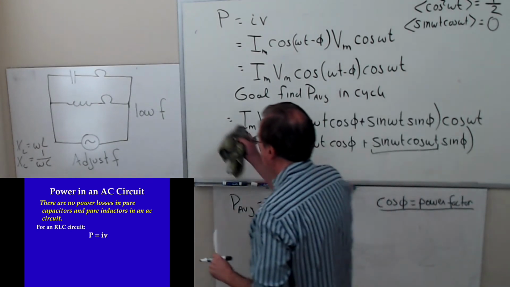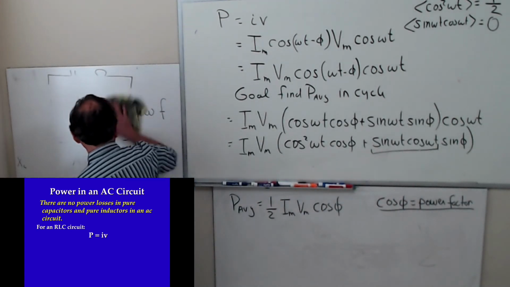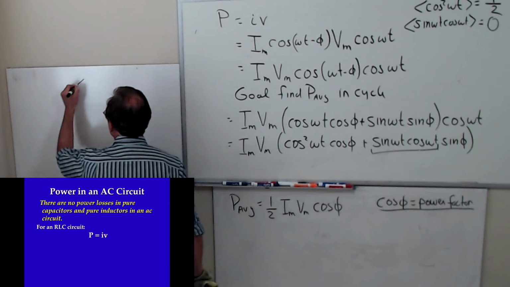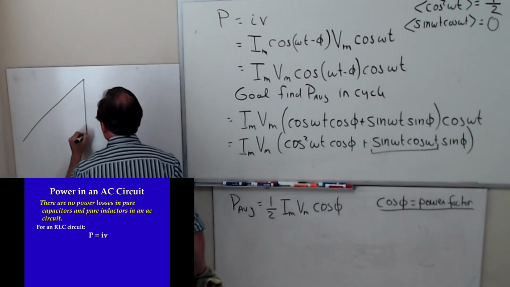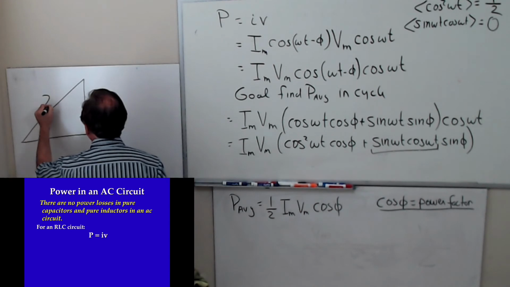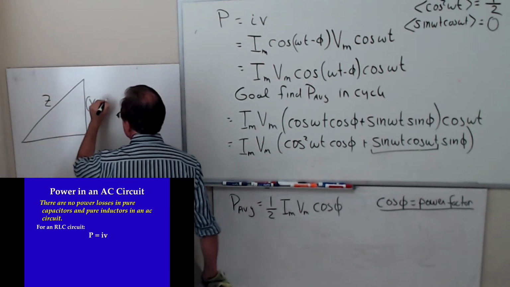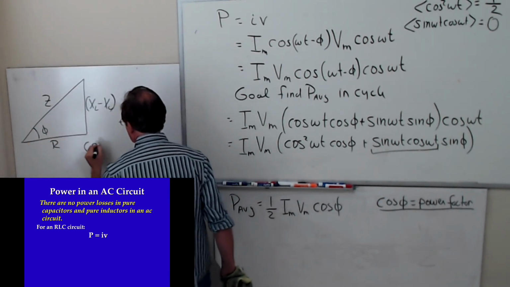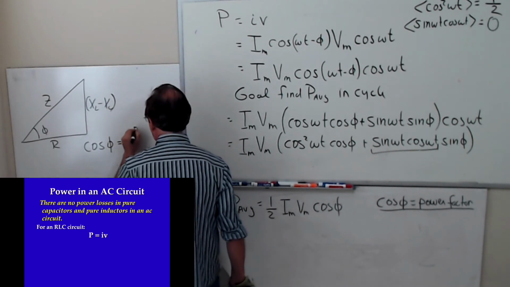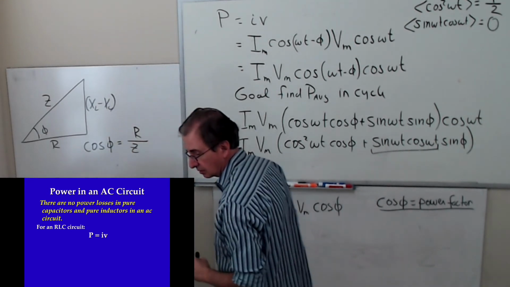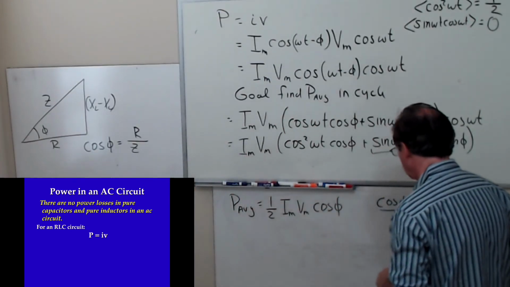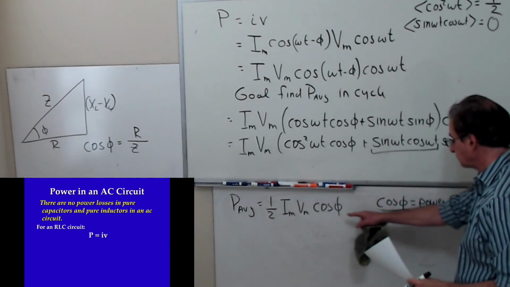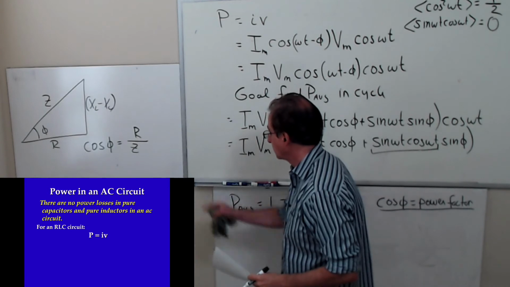Okay. From our impedance triangle that we drew earlier, this is the impedance. This is X sub L minus X sub C, and this is R. This is phi. Cosine of phi is R over our total impedance. And I don't want to write it all out explicitly. So let's write the power factor as R over Z.